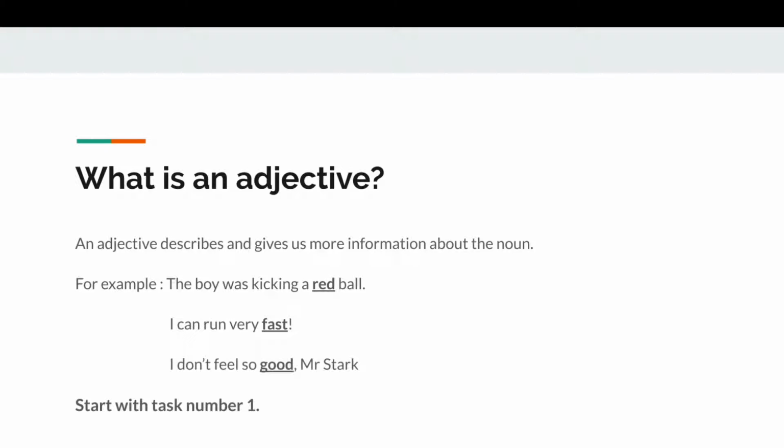This can be confusing, as some might think that very is the adjective, but it is actually an adverb, which will be brought up in another lesson. For now, remember that he was not running very, but he was running fast.